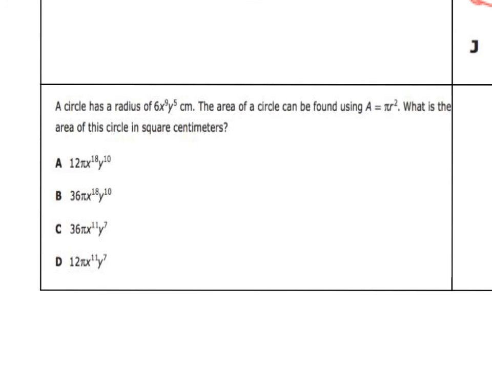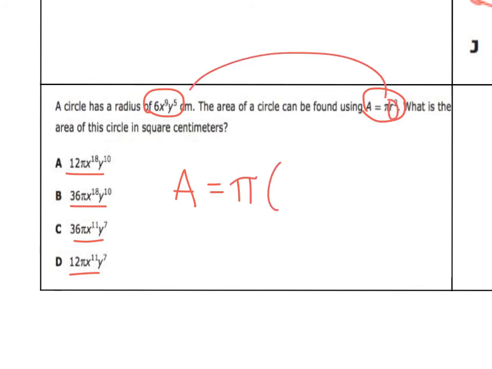Lastly, we have another formula. A circle has a radius of this amount. The area of a circle can be found using this formula. What is the area in square centimeters? Notice your answers are all left in pi, so you will not use 3.14. Area equals pi times our radius. Remember, we're going to replace r with this: 6x to the 9th, y to the 5th, and then we bring that squared back down here.